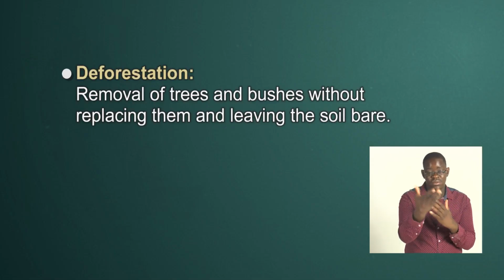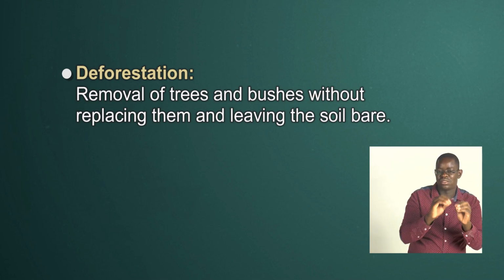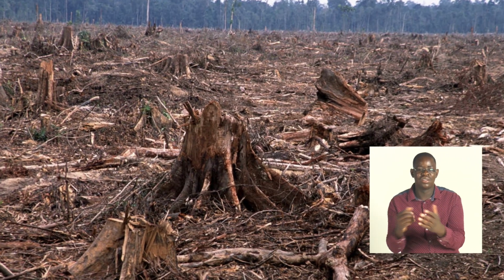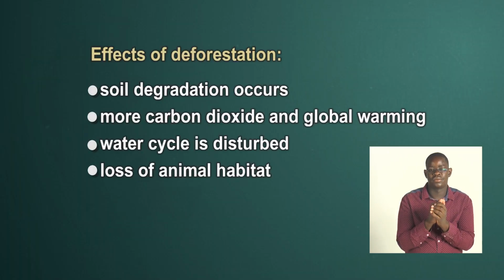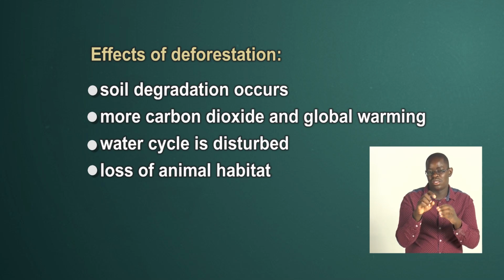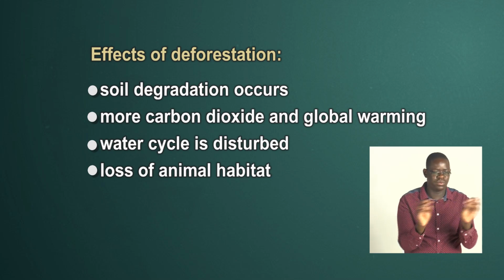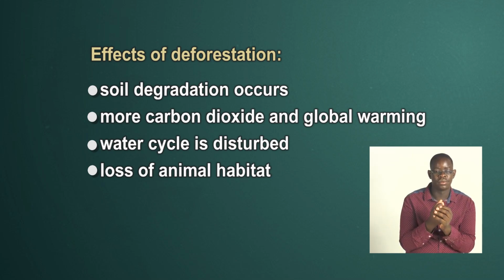Deforestation refers to removal of trees and bushes without replacing them and leaving the soil bare. When we cut down the trees without replanting the area, it has a long-term damaging effect on the soil. Soil degradation results due to loss of plant cover and loss of habitat for many animal species. Trees release oxygen into the air and take away carbon dioxide. So when trees are cut down, the amount of carbon dioxide increases, and this leads to global warming.